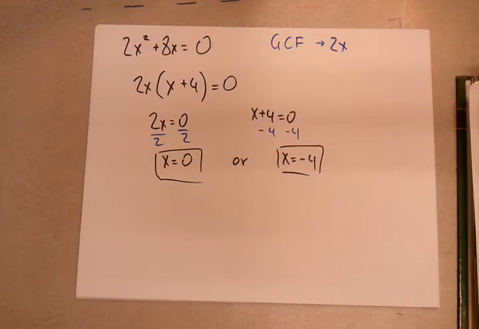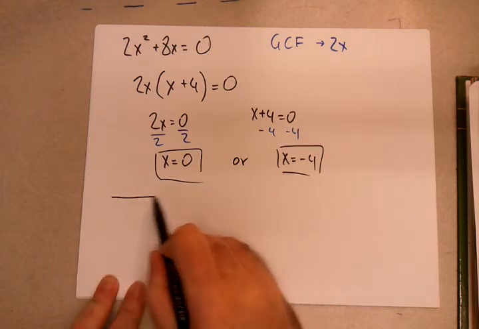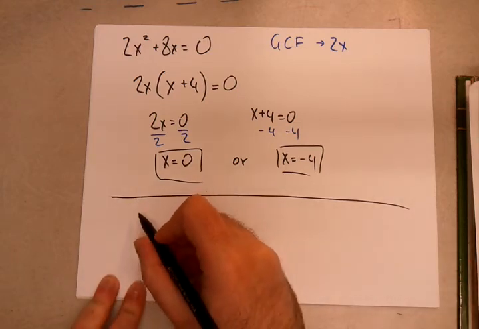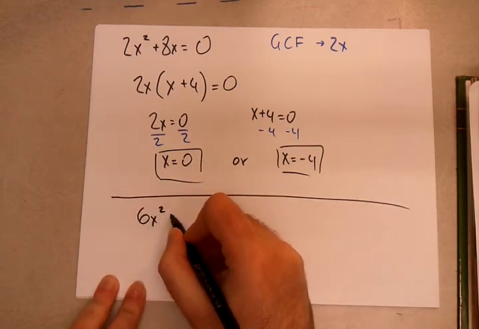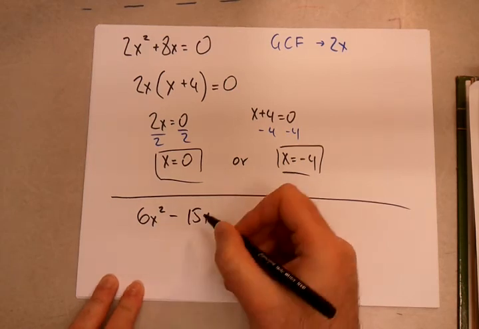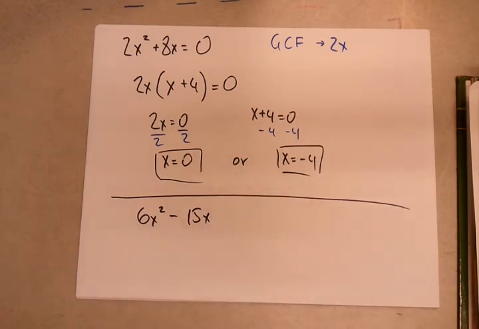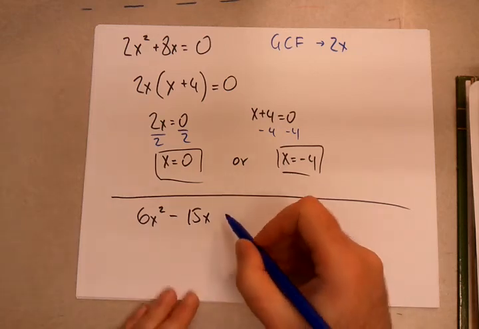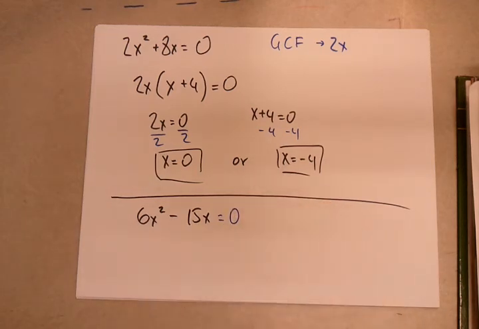Now you might have a problem like this where they give you 6x squared minus 15x and they ask you to find the roots. What does that mean? All it means is set this problem equal to 0 and give them the two possibilities. That's it. When they ask you to find the roots and they're not setting it to 0, they're asking you to set it to 0 and then give them the two solutions. In this case, the only thing that you have to do first is factor it out.